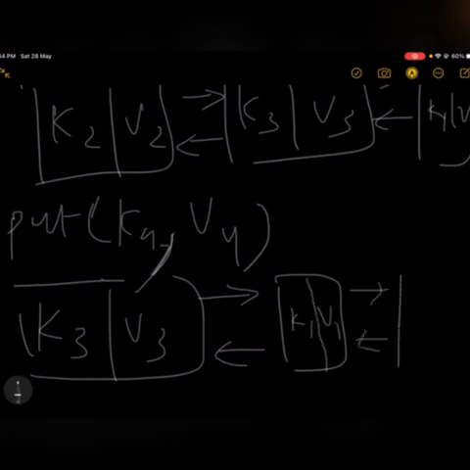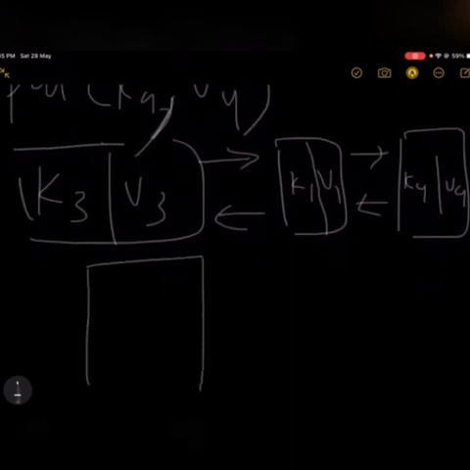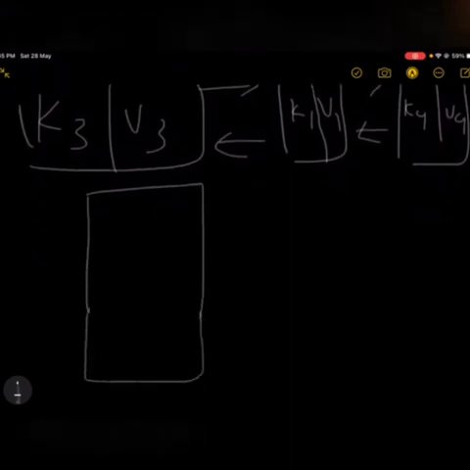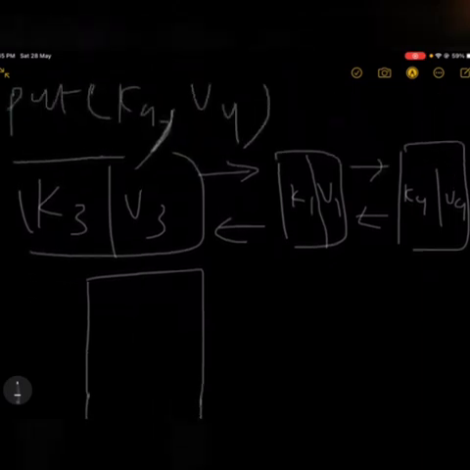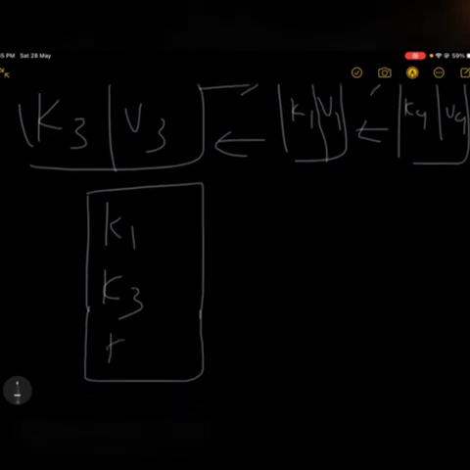K1 V1 and then K4 V4. This should be the structure, and corresponding to the key k4 we put v4 inside the map as well. We are also going to remove k2 from the map. Earlier k1 and k2 were in the map; order does not matter in the map, so suppose I'm putting any order over there.